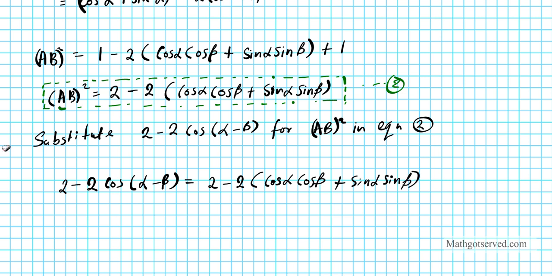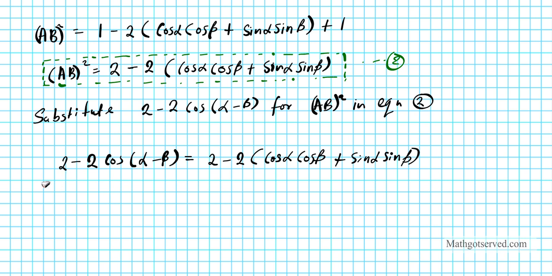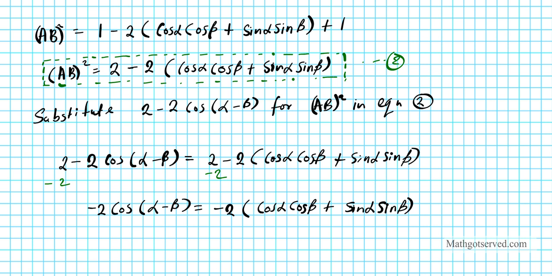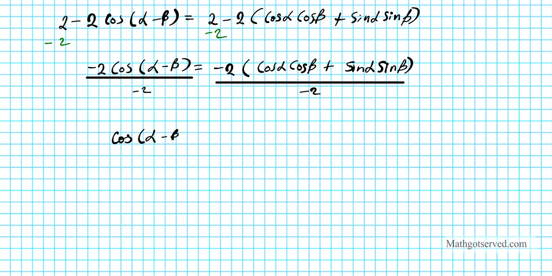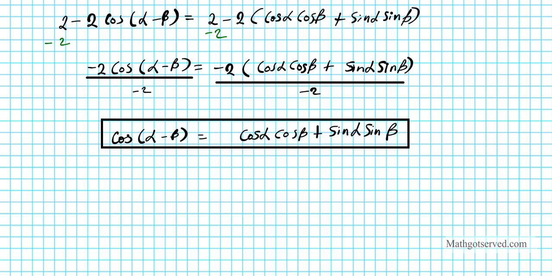Okay, so let's simplify some more. I can subtract 2 from both sides, so I get rid of those two 2s. So I have negative 2 cosine alpha minus beta equals negative 2 times cosine alpha cosine beta plus sine alpha sine beta. Then divide both sides by negative 2, left and right, to get rid of the negative. I'll end up with cosine alpha minus beta equals cosine alpha cosine beta plus sine alpha sine beta. Guess what? This is the difference identity for cosine, okay? So that basically completes our little proof here.